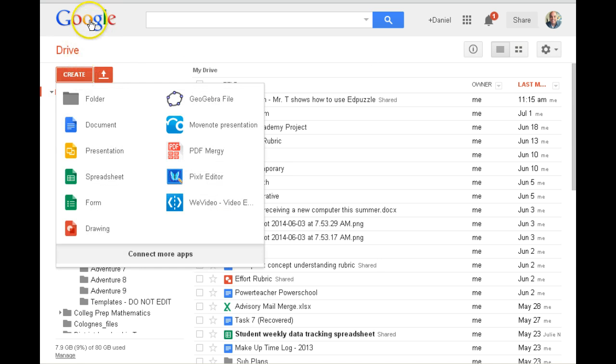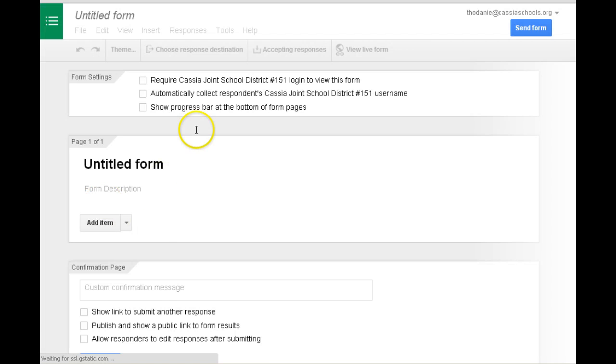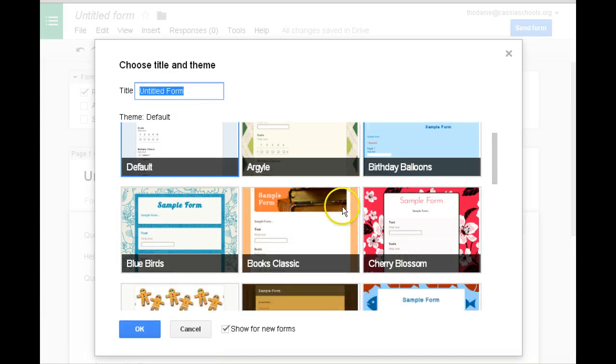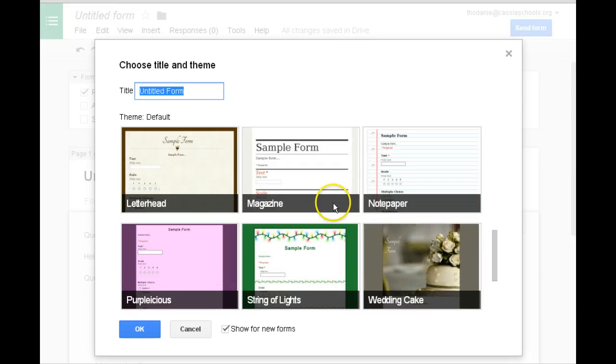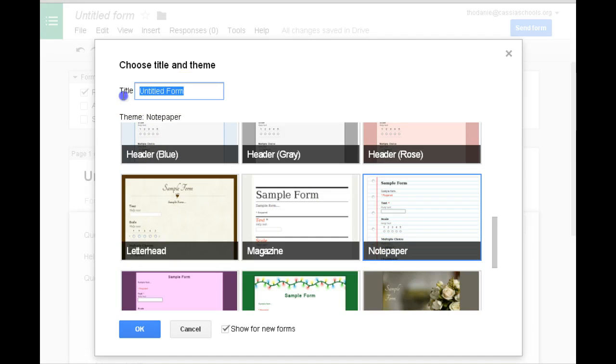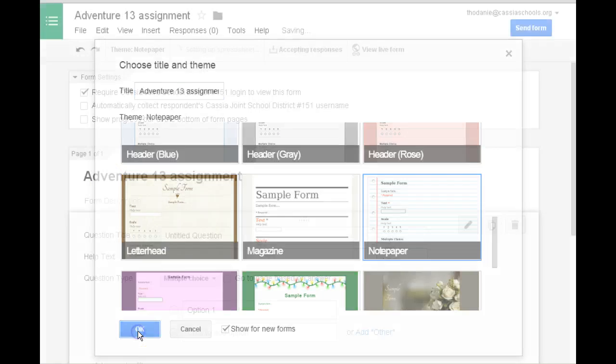So you go to your Google Drive. Notice that I'm on Google Drive. Go to your drive and hit create, and you should have something called form. So it's create form. Open it up, and it says to give it a title and a theme. I'll just take this note paper theme. That'll work for me. And I'll give it a title that says Adventure 13 assignment. And I'll say OK.